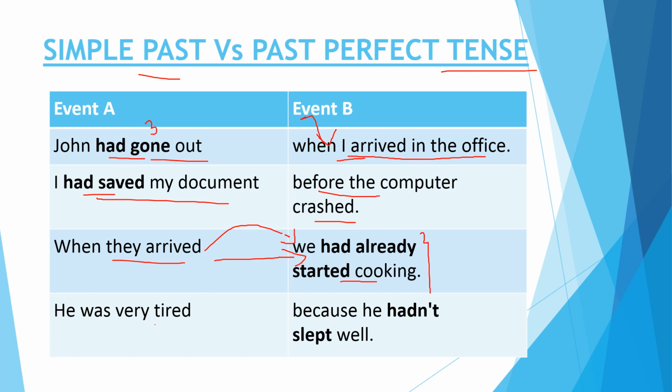He was very tired. Why? Because he had not slept well. He hadn't slept well. That is why he was tired. So for the earlier event, here also you can see we have used the past perfect form of the verb. Now moving on.